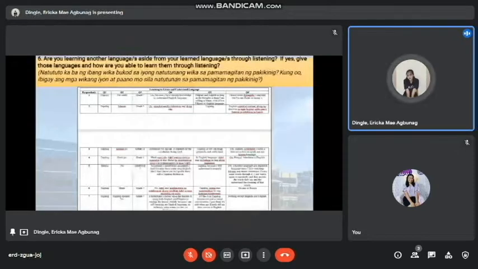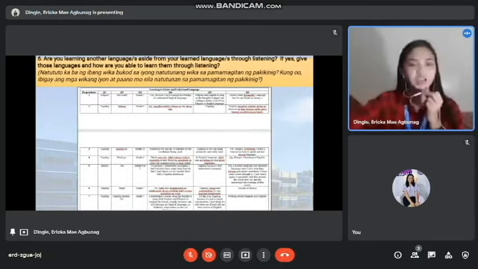2 are learning Batangueño by listening. 4 are learning Korean. 2 are learning English. 1 is learning Korean, Mandarin, Nihongo, Siamese, and Japanese. 1 is studying and learning English and Bisaya by listening. 1 is learning Japanese, French, Thai, and Dutch. And 3 are learning Japanese by listening.